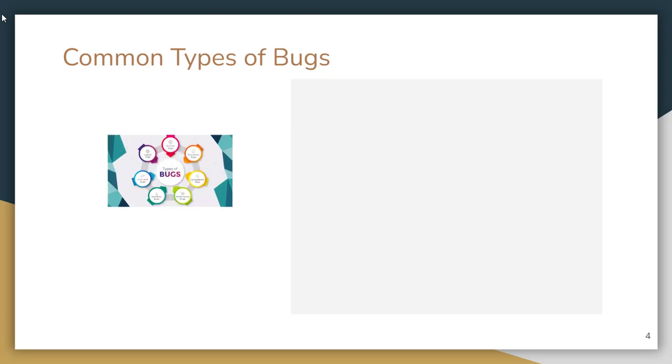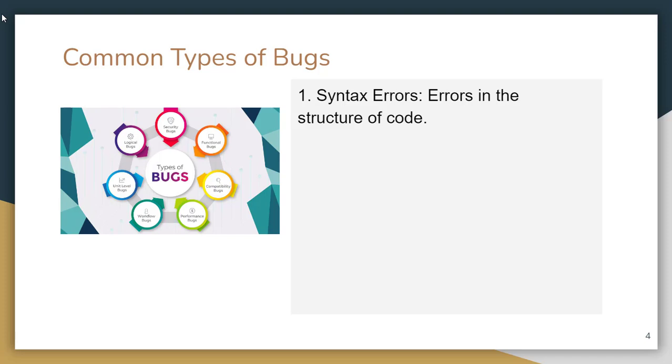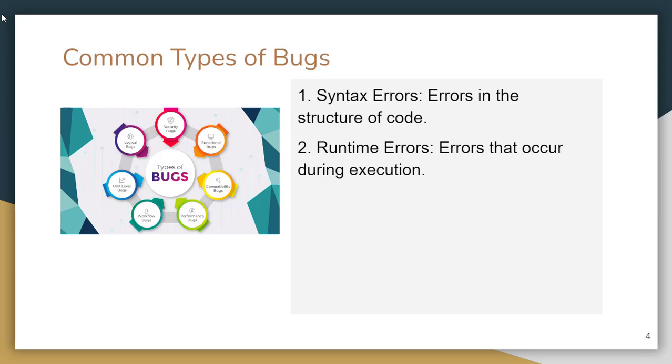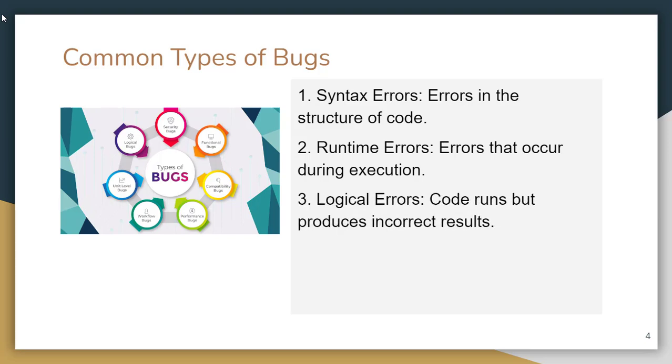Common types of bugs. Syntax error: errors in the structure of the code are called syntax errors. It is generated when we write code that does not suit the syntax of Python. Runtime error: errors that occur during execution. Logical error: the code runs but produces an incorrect result. That is, the code runs and finds no error, but after running the program we do not get a proper result or proper output, as there is some logical error.